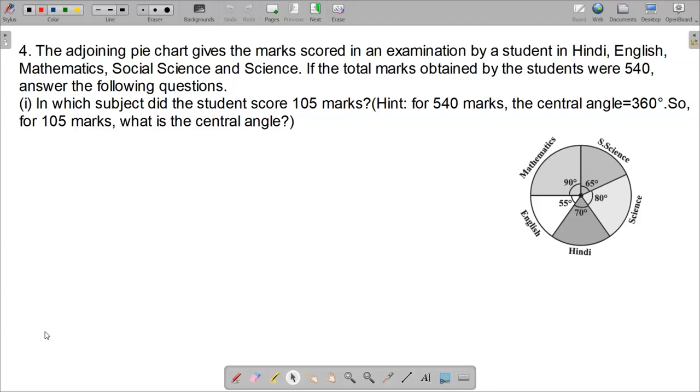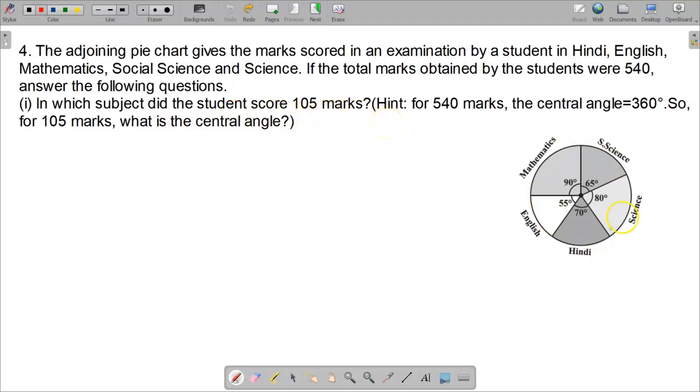The adjoining pie chart gives the marks scored in an examination by a student in Hindi, English, mathematics, social science and science. So this is the pie chart they have given, and the total marks obtained by the student were 540. Answer the following questions. In which subject did the student score 105 marks? So we need to find out in which subject did the student score 105 marks.